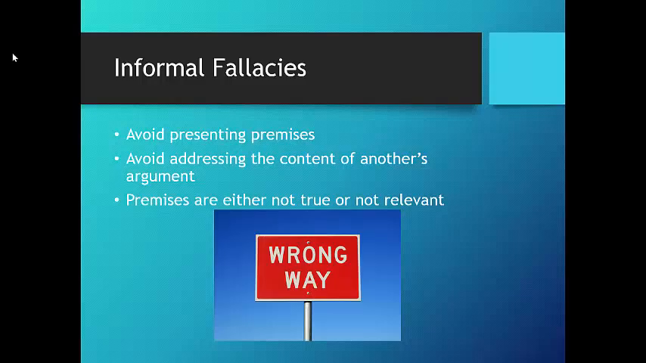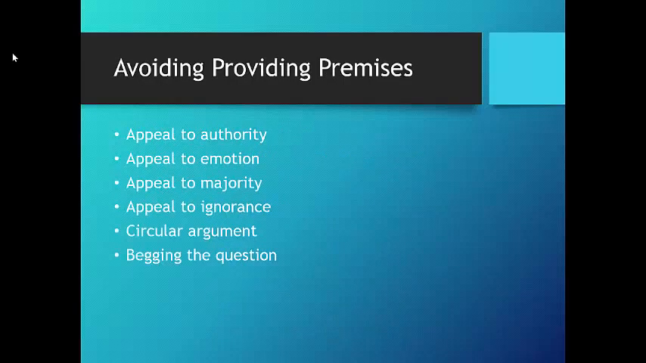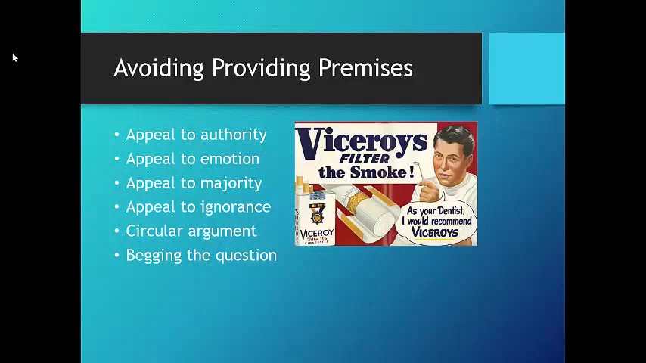Sometimes they'll also present premises that are either not true or not relevant. So in terms of avoiding providing premises, we've got 6 in that list that you have in the handout that do this: appeal to authority, appeal to emotion, appeal to majority, ignorance, circular argument, and begging the question. So when we're talking about appeal to authority, advertisements are a great way to do this. Every time you see a celebrity endorsement or professional endorsement of a product, this authority figure says this is good, therefore it must be good.